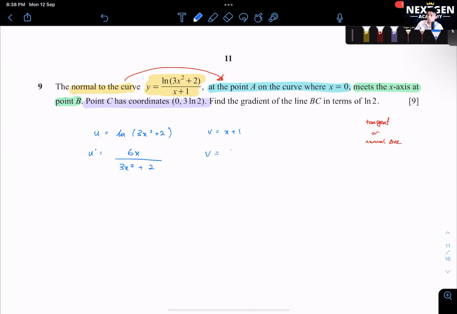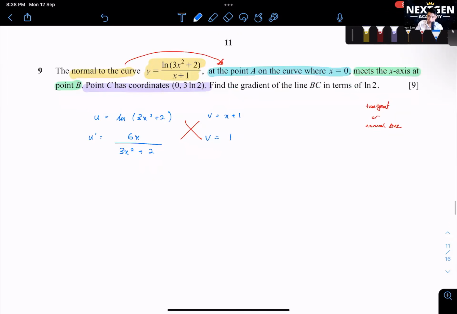And v prime is 1. Like what I said, for any of you who just jump straight into differentiating, okay, just write this down. Make a habit of writing this down to avoid mistakes. It's easier for you to check back also. Write the u and v. I know some of you learn from your teacher to differentiate straight away. Don't do that.